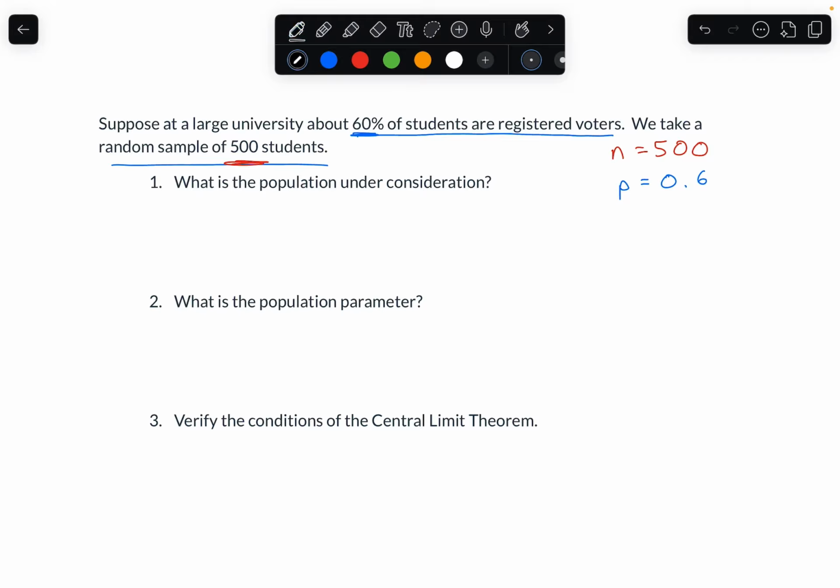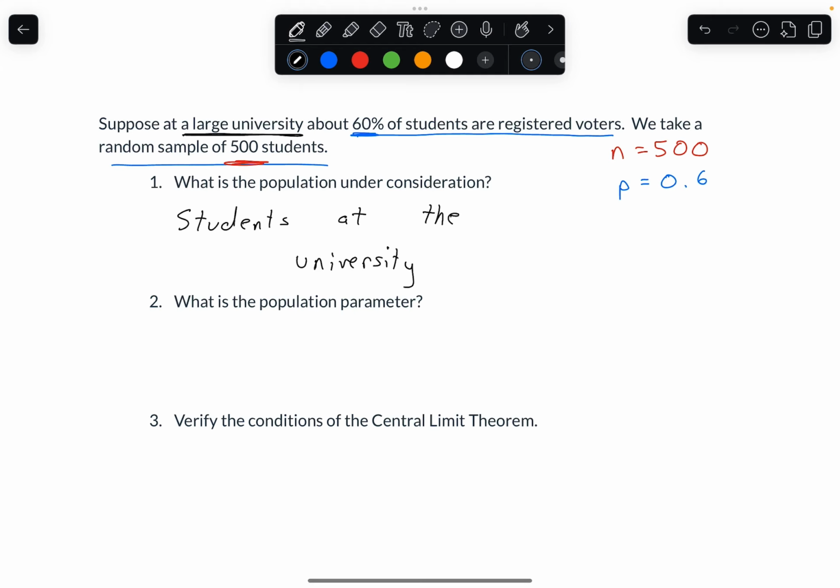Number one says, what is the population under consideration? In this case, what's the large group that I'm trying to understand? In this case, I'm going to talk about students at this large university. You might think about students at this large university that are registered voters, but hold on to that. We're going to use that in just a moment. I want to think about what's the group that I'm trying to make a statement about. In this case, it's just students at this university. So students at the university.